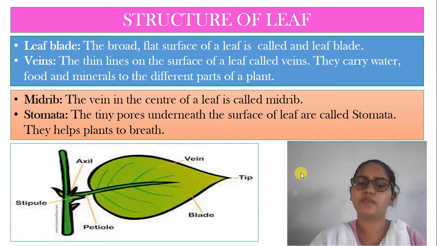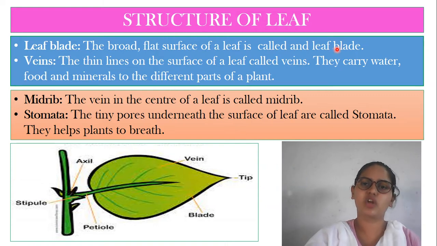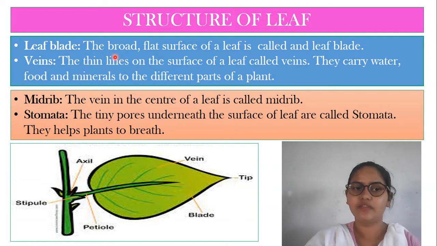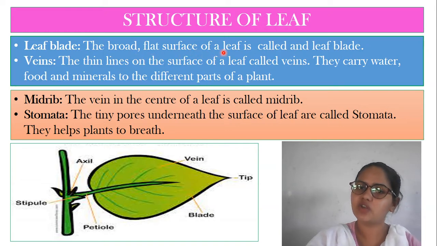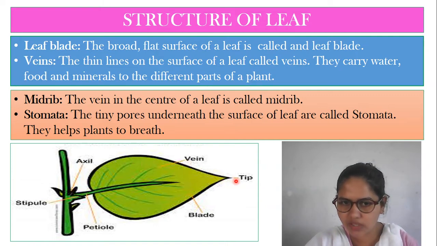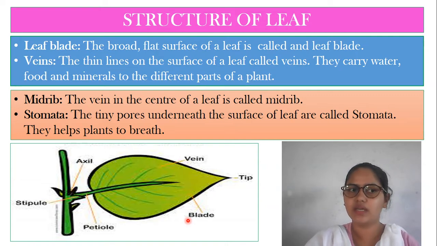And if we remember that structure, now we are going to read about the leaf blade. One of the parts of a leaf, the broad flat surface of a leaf, is called the leaf blade. Now you can see which one is the leaf blade. That black outline you can see here on the leaf, that is your blade. Okay, now this one is your leaf blade.